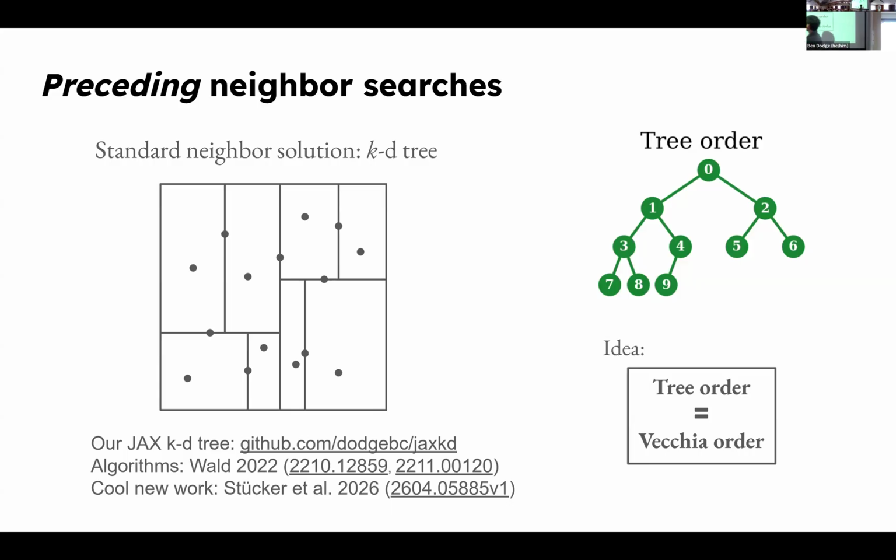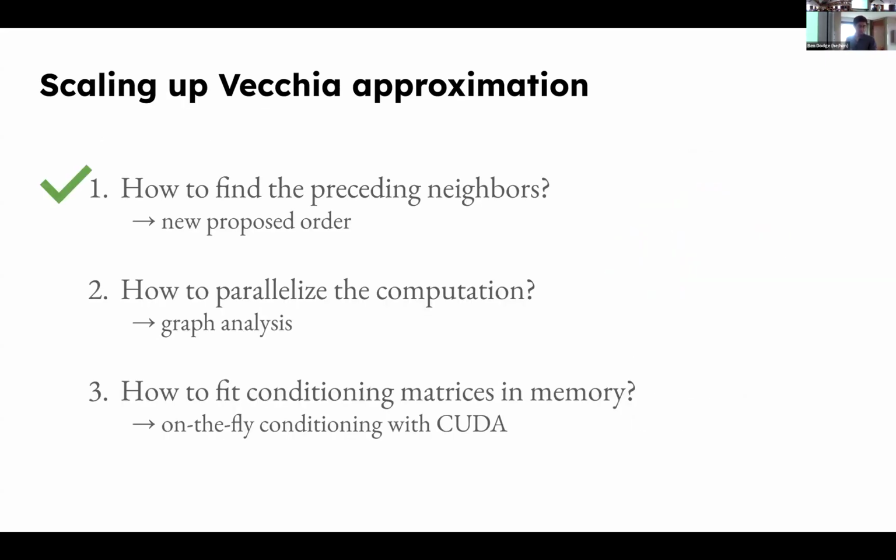I'll also just mention as part of this, we wrote a JAX KD tree, which didn't exist, based on some GPU KD tree algorithms. And I'll also mention there's this cool new work, if you're into neighbor searches on GPUs, that promises to make this a lot faster. But at the time, this was the state of the art. Great. So that's preceding neighbor searches.